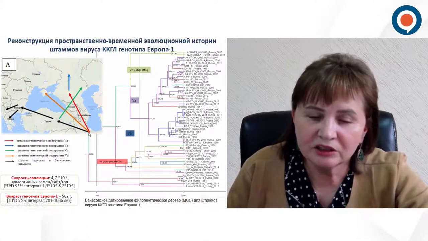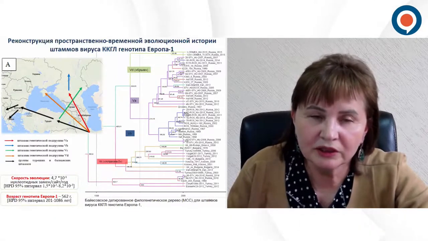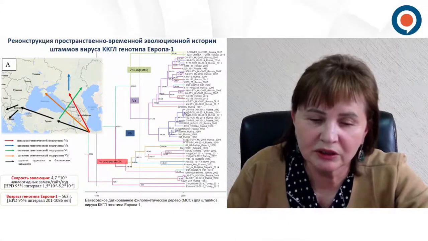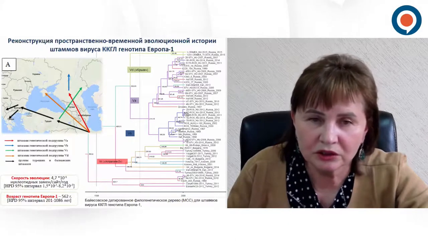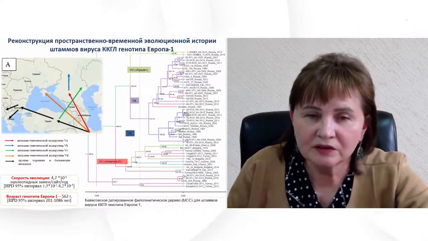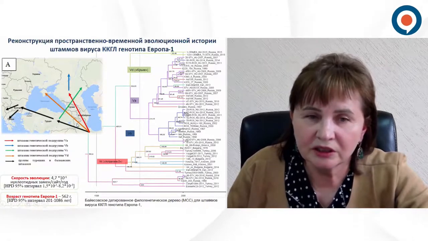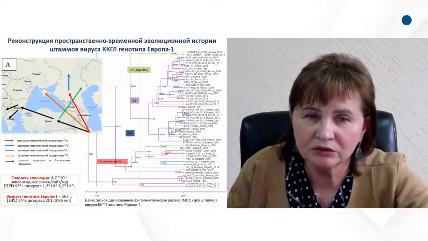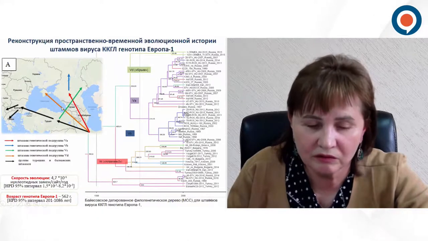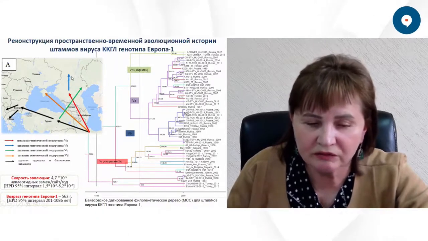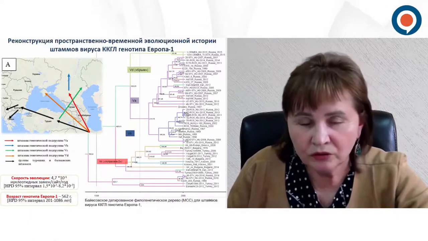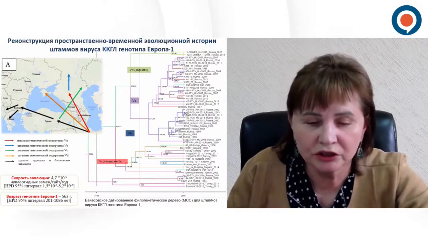And we see that the distribution of the virus of Crimean hemorrhagic fever, genotype Europe 1, started from Western Asia, Iran and Turkey. And we see a tendency of one and the same source for the genotype Europe 1 that was going to the Balkans, to the Crimea, and to the Southern Caucasus in the Russian Federation.